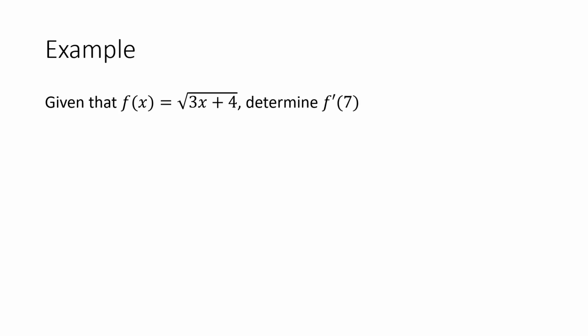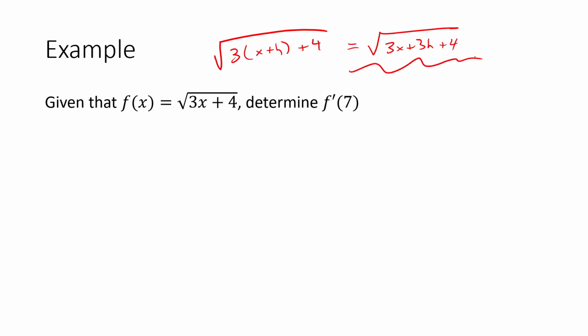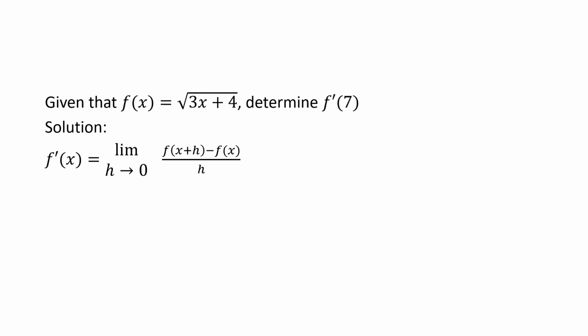Okay, next one here, we're going to determine f prime at 7 given this formula. And really quickly here, I'll just mention, you now know that we're going to have to figure out f of x plus h. So it's going to be 3 times x plus h plus 4. And that's going to be 3x plus 3h plus 4. I'm just going to put that in on the next slide when it says f of x plus h.